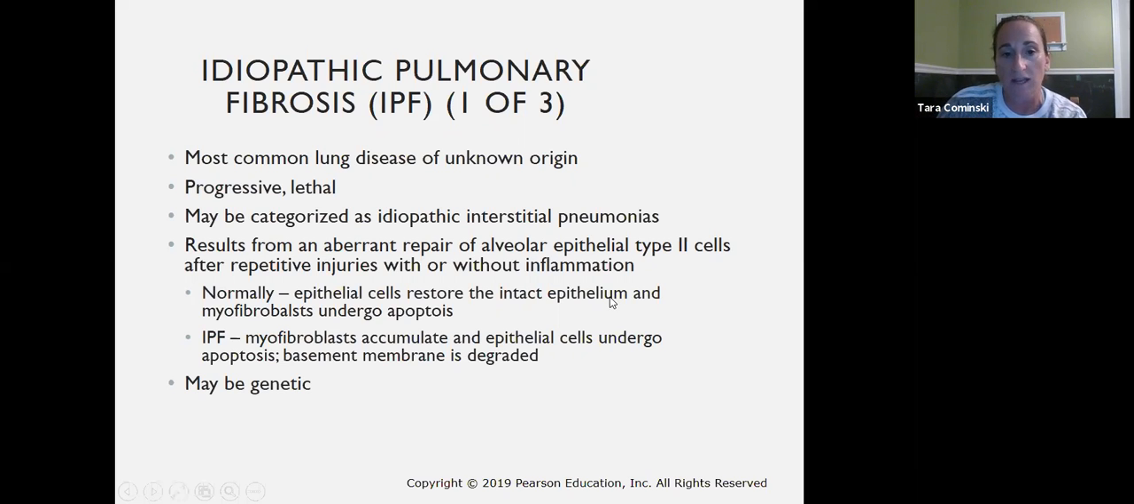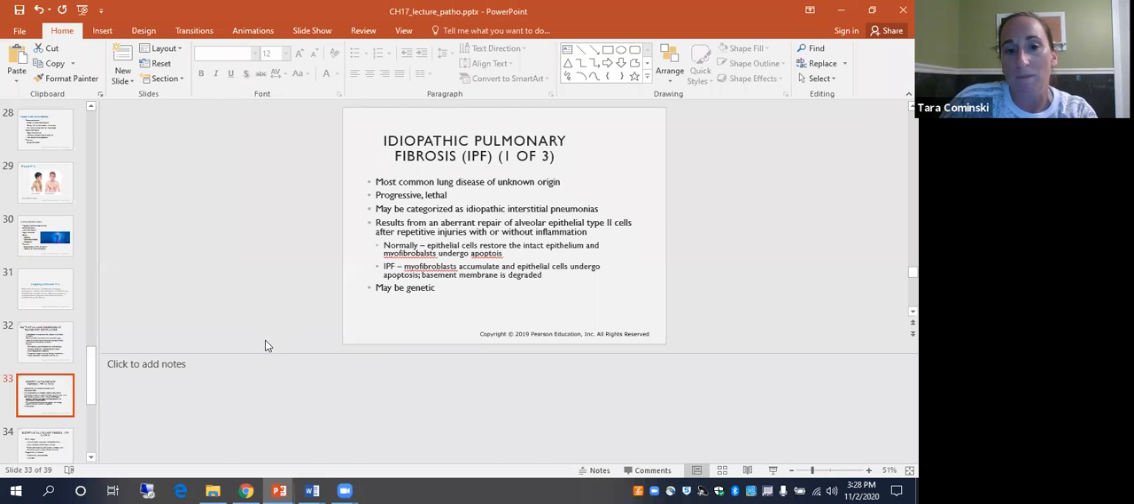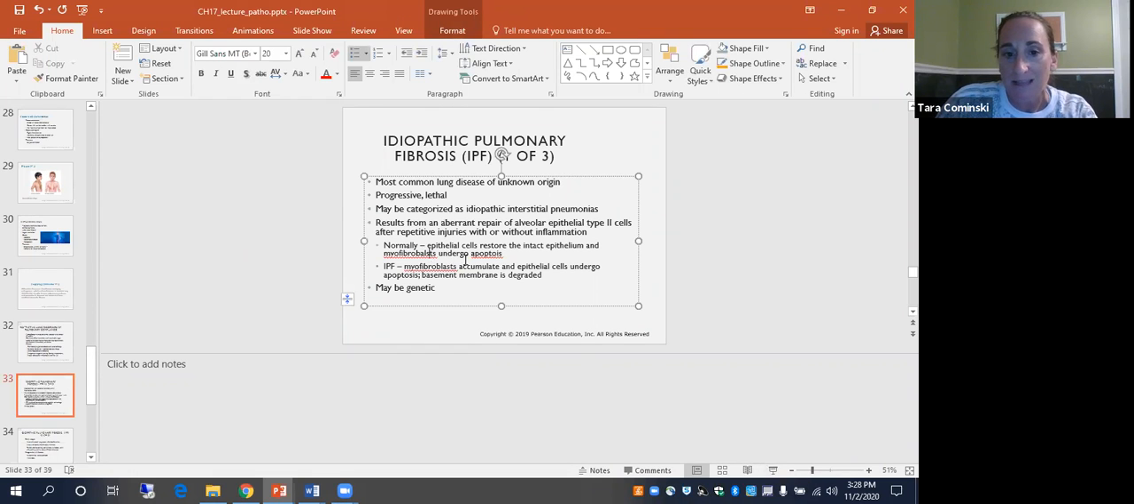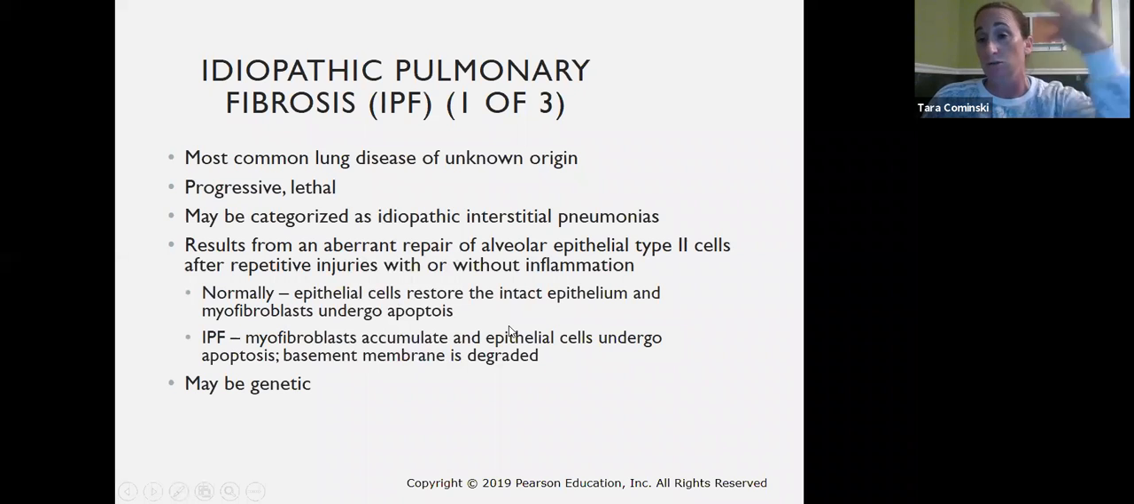Okay, so again, it says normally epithelial cells will restore the intact epithelium, okay? And it says here, the myofibroblasts will undergo apoptosis. So it's the idea that you don't want those fibroblasts, okay? That's the source of that fibrotic tissue or that scar tissue, okay? The idea is that you would want the epithelial cells to reproduce and proliferate and replace those lost epithelial cells, and those myofibroblasts to go away and to undergo apoptosis, okay?